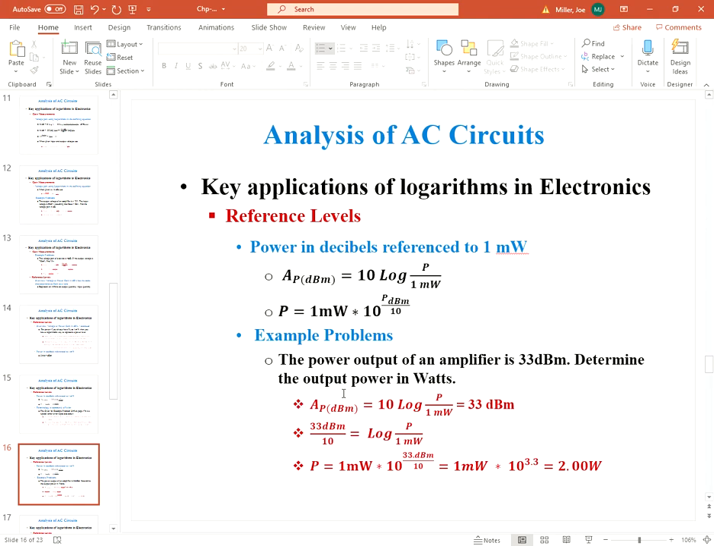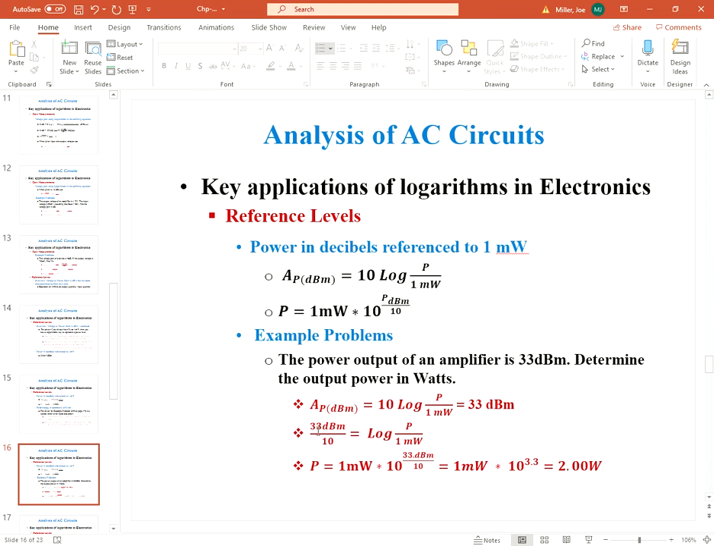Let's take a look at an example problem having these equations above. The power output of an amplifier is 33 dBm. Determine the output power in watts. A_P dBm equals 10 log P over 1 milliwatt equals 33 dBm. Let's take this equation here.